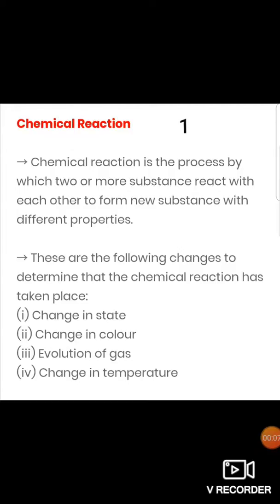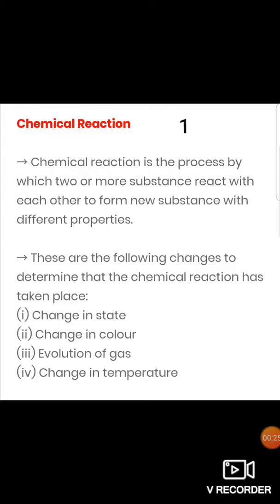Today we will study Science Chapter 1 from the CBSE board. These notes are very helpful and important notes which you can learn for your examination.